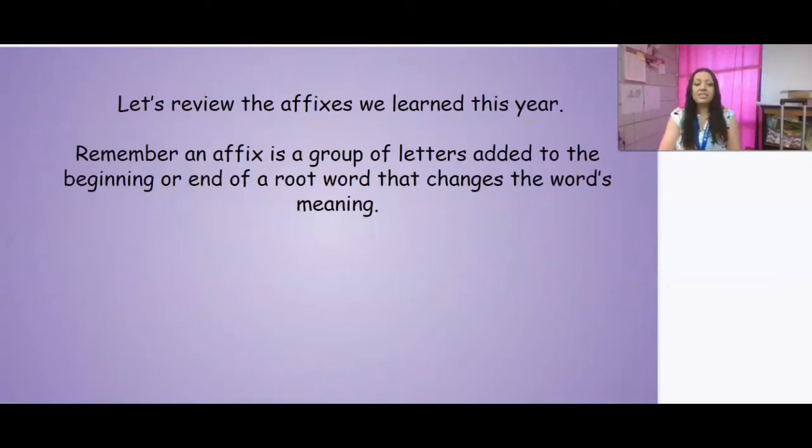All right, so today we are going to review the affixes we learned this year. Remember, those are prefixes and suffixes. Prefix comes before, suffix comes at the end. An affix is just a group of letters added to the beginning or the end of a root word that changes the word's meaning. So for example, if I say joy, I can add full and make it mean full of joy.